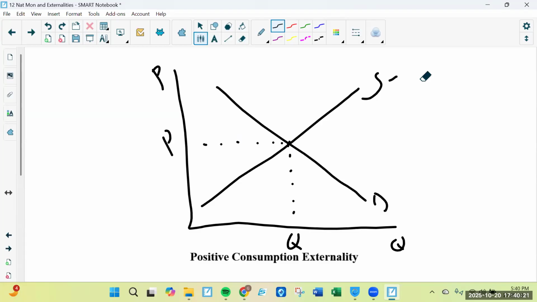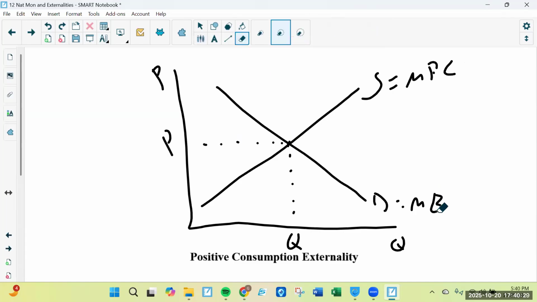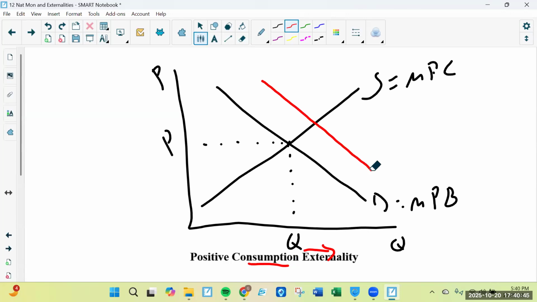Okay. This is the marginal private cost. This is the marginal private benefit, so the MPB. It's the marginal private benefit. Checked our privates. Now we can go social. It's positive, so we want more of it. So whatever we shift, we're going to shift that way. And it's the consumption, so that's going to be the demand curve. So this is the marginal social benefit.